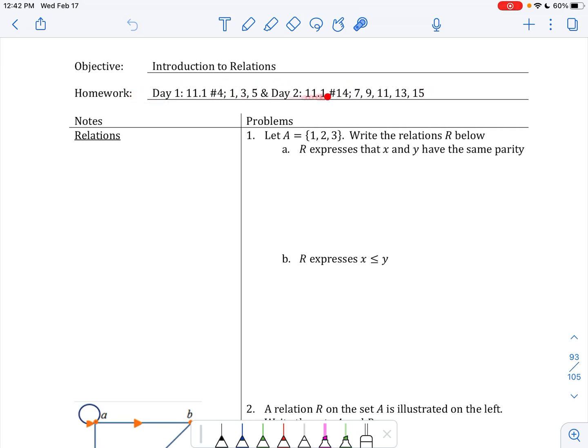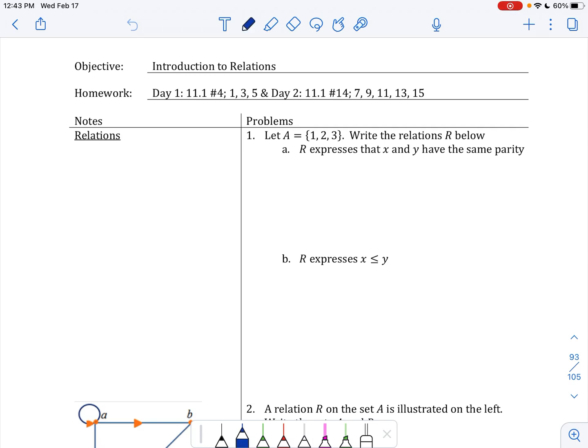There's two problem sets here. I recommend watching the video in its entirety and just working through the problem sets at the pace that you like. We're going to start by talking about relations here. So we're going to get started with our vocabulary.